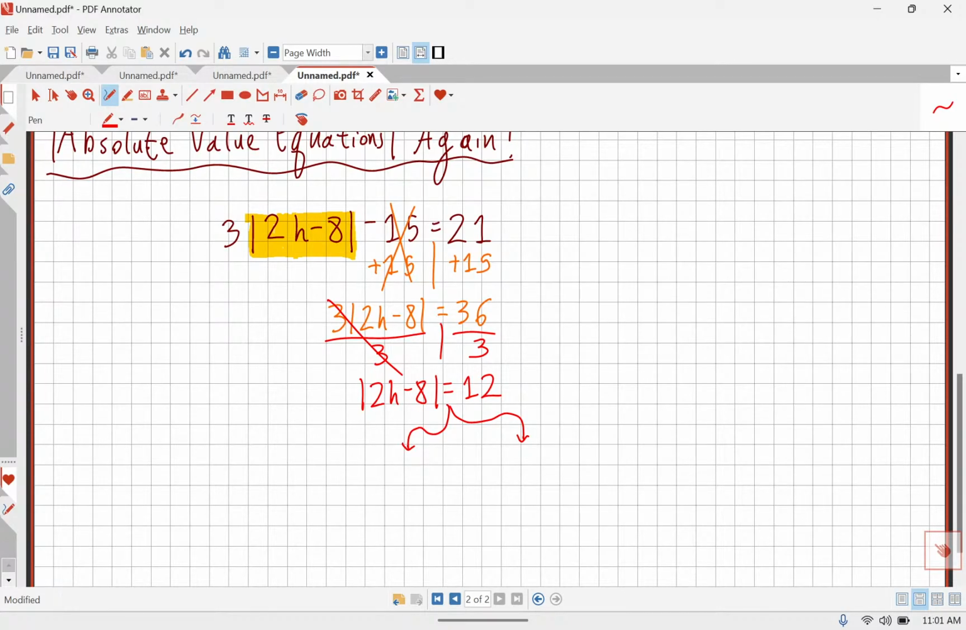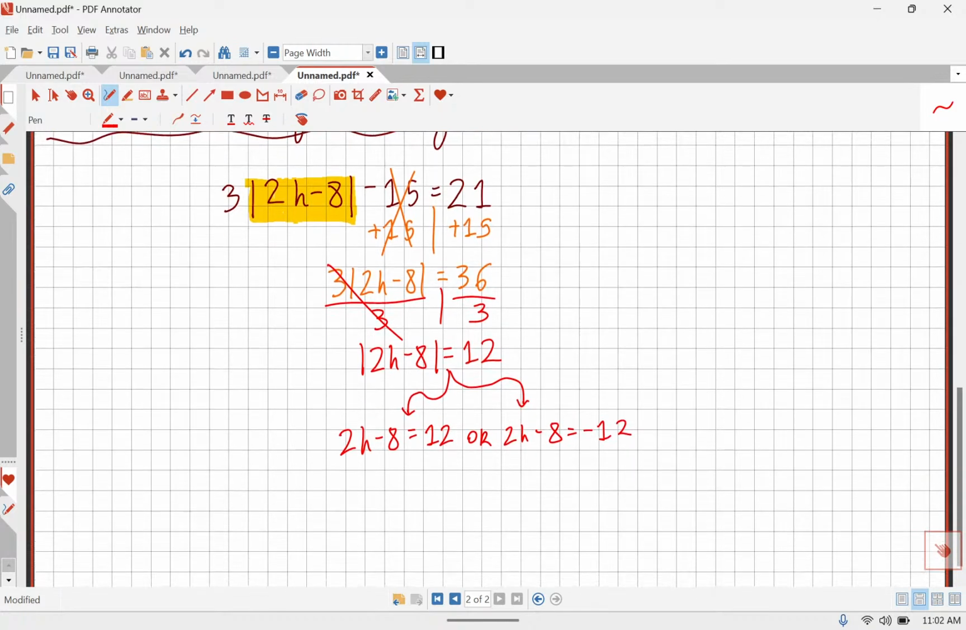Alrighty. Can I get you in 5, 4, 3, 2, 1? Eden, what can I split this up into? What are the 2 situations this could be? And how would I solve each of those? What's that? Sure, tell me. Add 8 to both sides. 2h equals 20, and then?